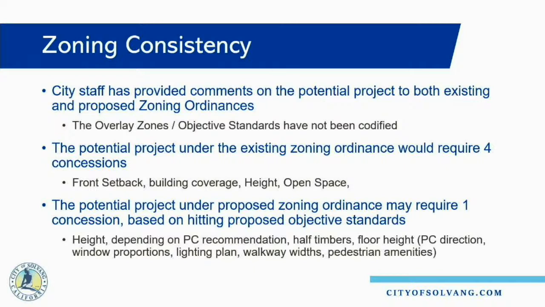And the first one is the height of the structure itself, and then finally the floor height. So those are the 2 that are sort of outstanding. The rest of them are kind of locked in at this point. But again, these are objective standards. They most certainly can hit those very easily. And again, under the new code, it could be reduced to basically just 1 concession.